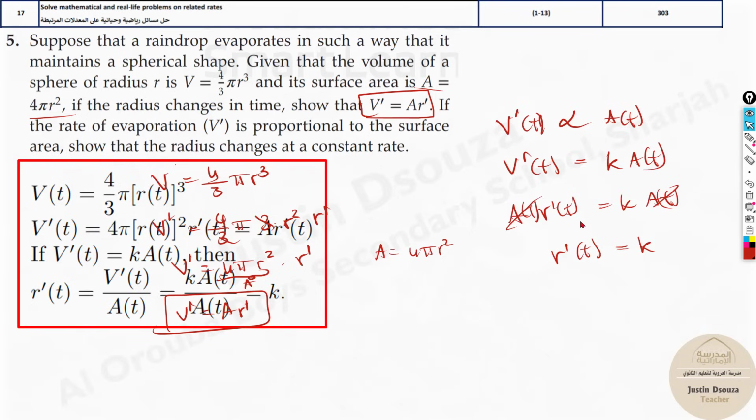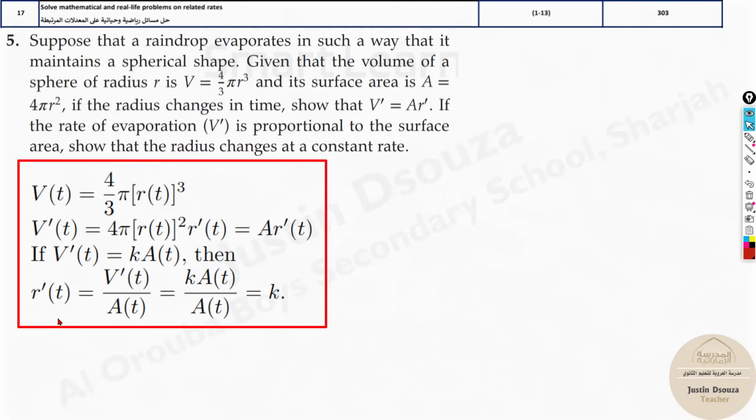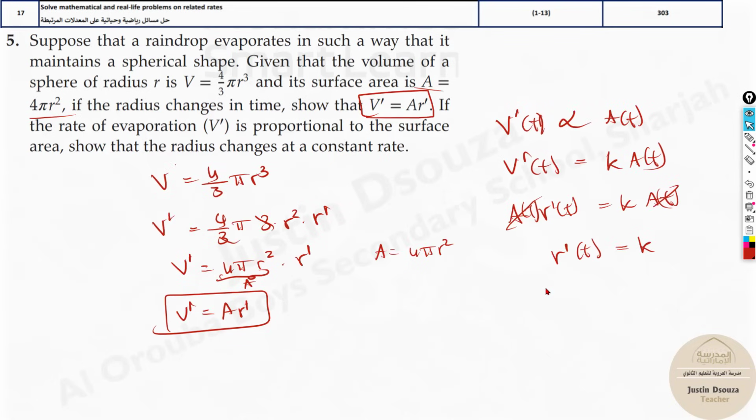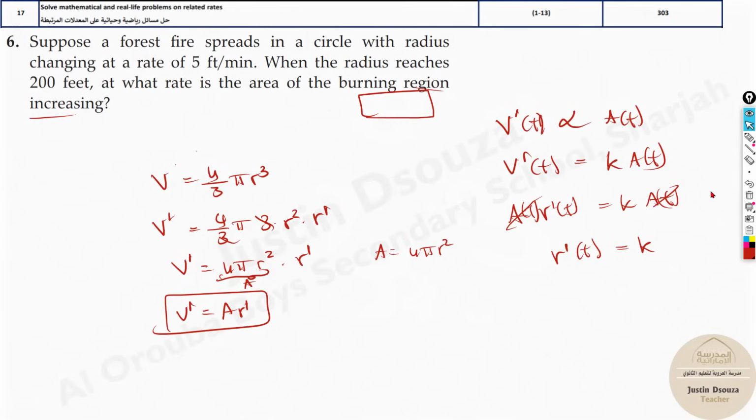Now I have cancelled this a and a. I've just left r dash, but you can see over here that I've left a and a. It's the same thing. Just follow what I've written. This is better. Okay, that's it.